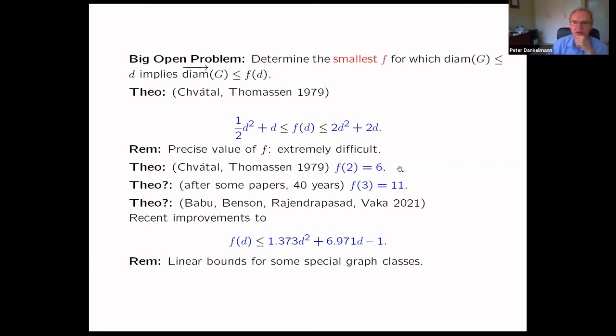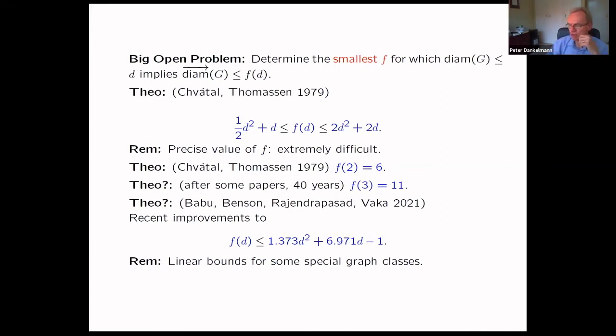So in their classical paper, they proved that f of 2 is 6. So every bridgeless graph of diameter 2 has oriented diameter at most 6, and the graph that shows that it is equal to 6 is the Petersen graph. You won't be able to find an orientation of that whose diameter is less than 6.